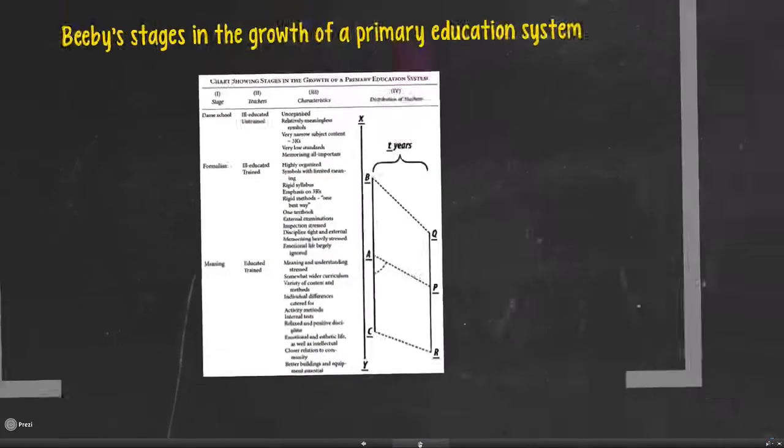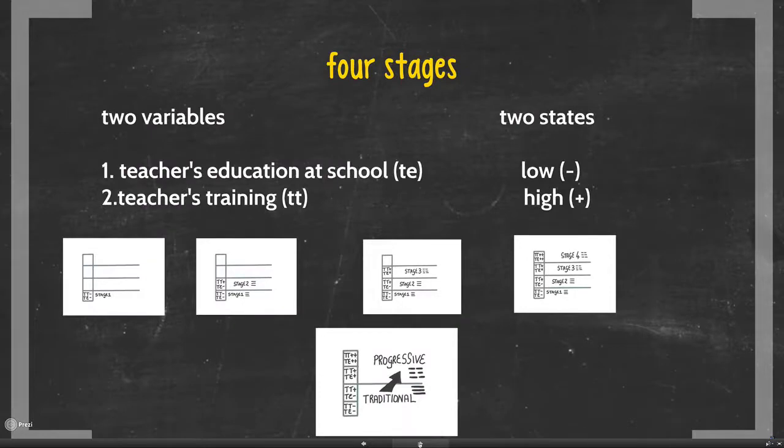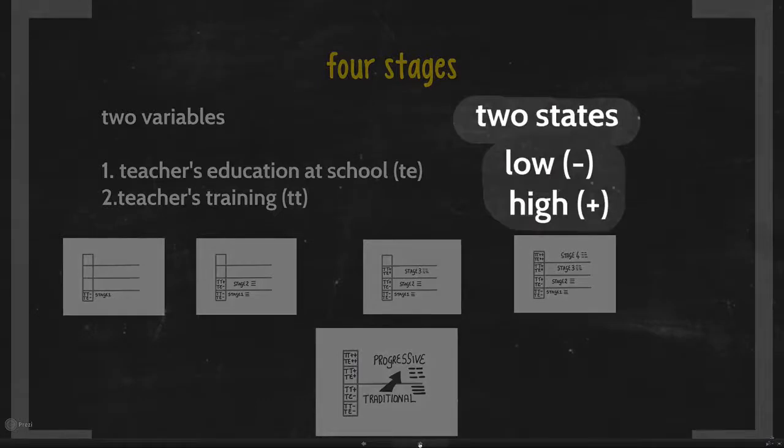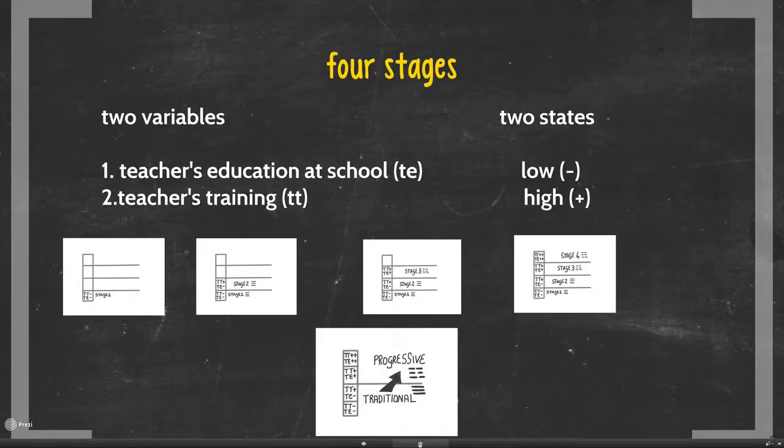Now, let's take a look at a way to actually picture this in a formal way, which uses some of the language of the book and some of the techniques you've taught. Now, what I want to point out here is that we have two variables, the teacher's education at school and teacher training. And on the other side, we've got two states. We've got low and high. Now, we know that should produce around about four different possibility states.